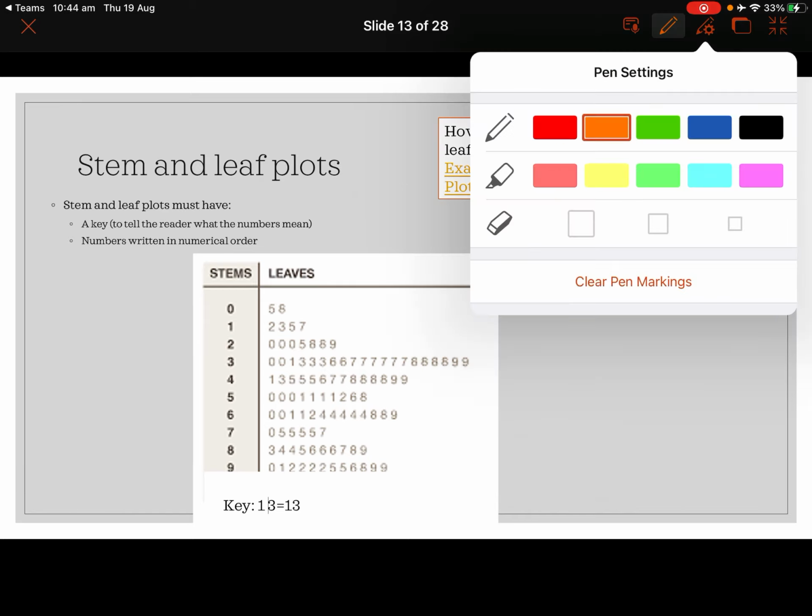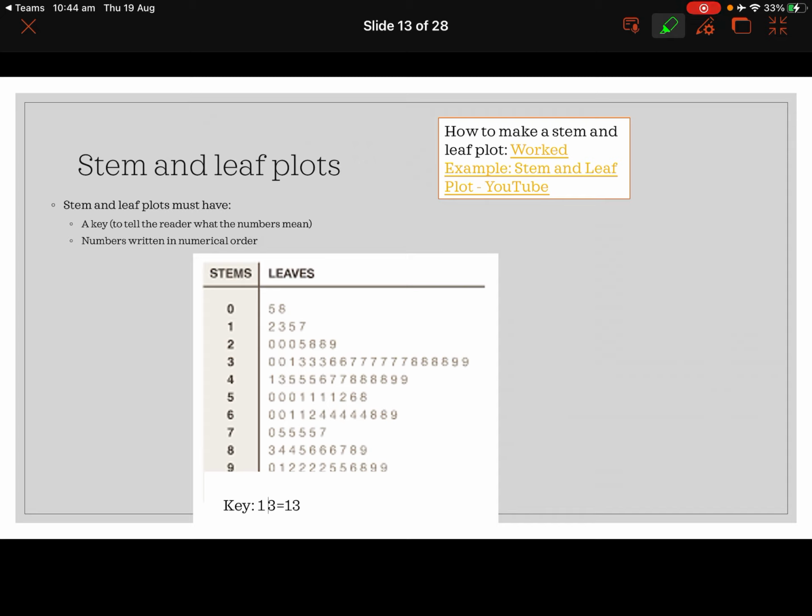I hope most of you have seen what they are, but a stem is usually this column here. It has your base number, and then your leaves are the second digit or whatever it might be. Stem and leaf plots must have a key to tell the reader what the numbers mean. If I see 0 and 5, that could be 0.5 or it could be the number 5. Without my key, I don't know.